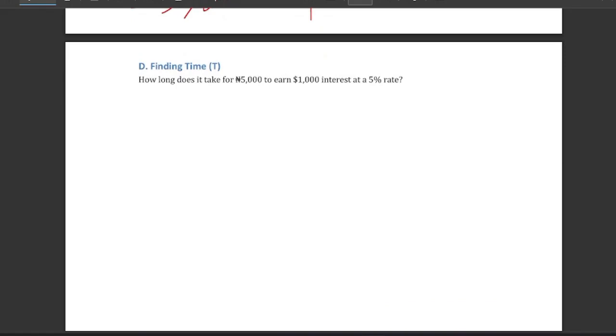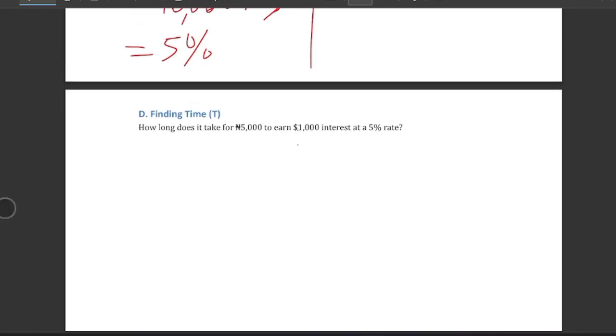So finding the time. We want to find the time here. How long does it take for 5,000 naira to earn 1,000 naira interest at 5%? Oh, I wanted to put naira there, not dollar. For how long? Anytime you say how long, it is talking about the time. So we are looking for the time.